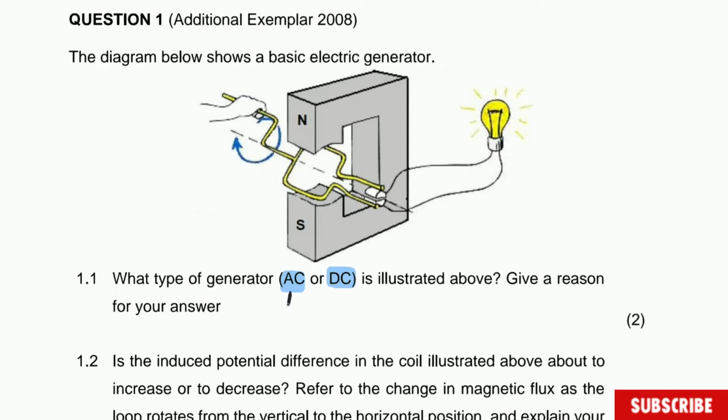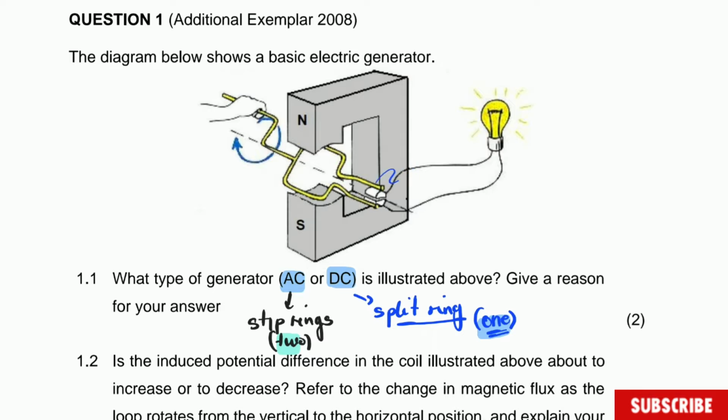The AC has the slip rings and the DC will have the split ring. Okay, that is the difference. The slip rings, there are two. It may help to say that. There are two slip rings, okay? But the split ring is only one. So this may help you to identify.